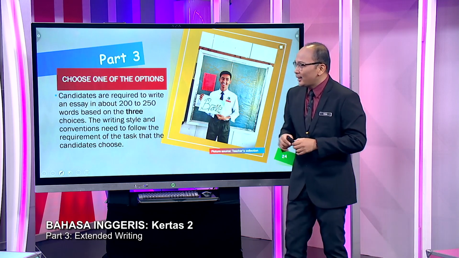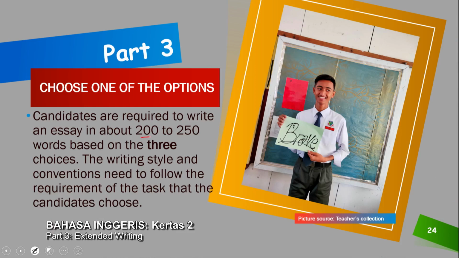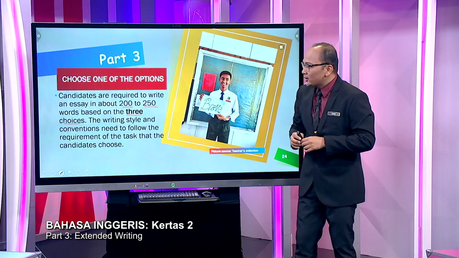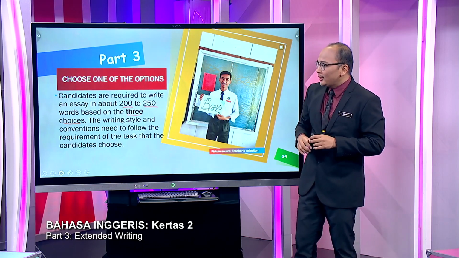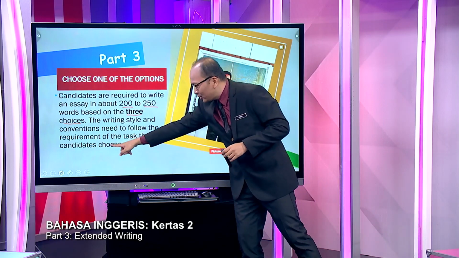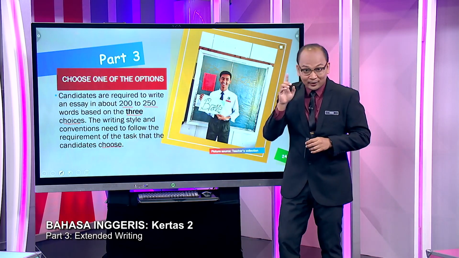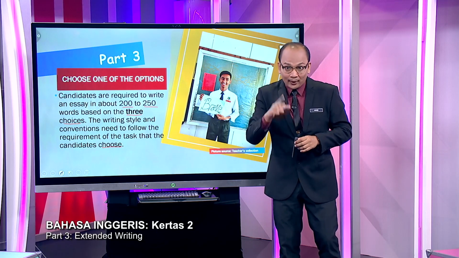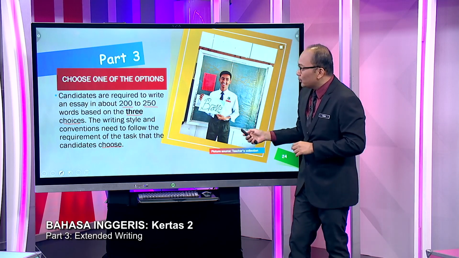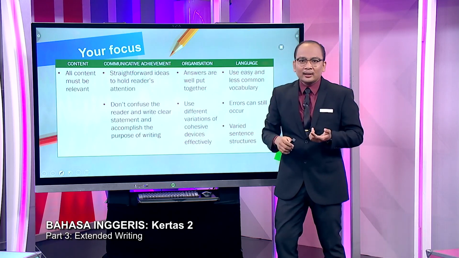Candidates are required to write an essay in about 200 to 250 words, which is the hardest part of this Paper 2, okay? And it is based on 3 choices. So that's why I was putting this, choose one of the options. You are going to be given 3 options. The writing style and convention need to follow the requirement of the task that the candidate chooses. So whatever you choose, you need to remember, you need to follow the type of writing that you have already chosen.